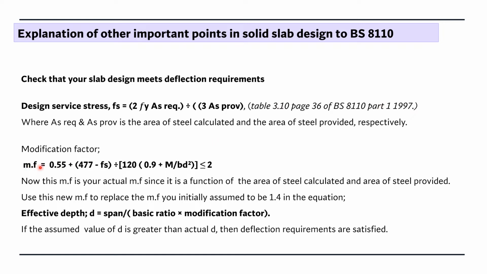Modification factor can be found using this expression. Now, this MF that you will calculate is your actual MF, since it's a function of the area of steel calculated and the area of steel provided. So, if the assumed value of D is greater than the actual D, then deflection requirements are satisfied.